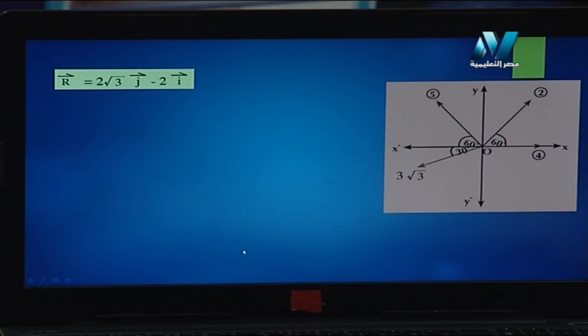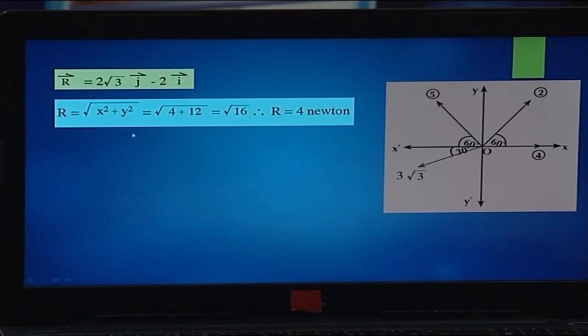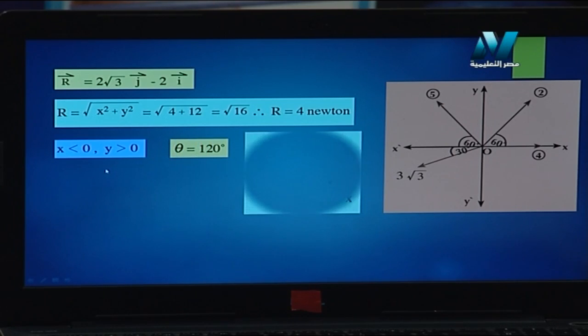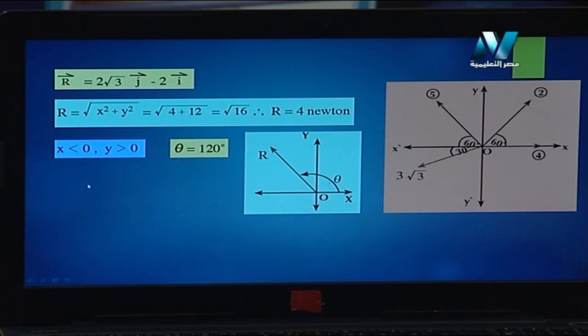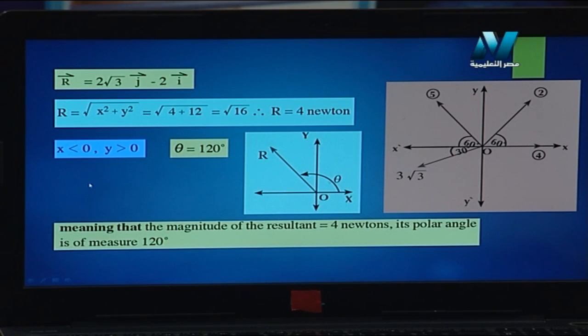Okay. We have R equals -2i plus 2√3 j. R equals the square root of x power 2 plus y power 2, which equals √16, 4 newtons. And x is less than 0 and y is greater than 0, so theta equals 120 degrees, as in this figure, meaning that the magnitude of the resultant equals 4 newtons. Its polar angle is of measure 120 degrees.